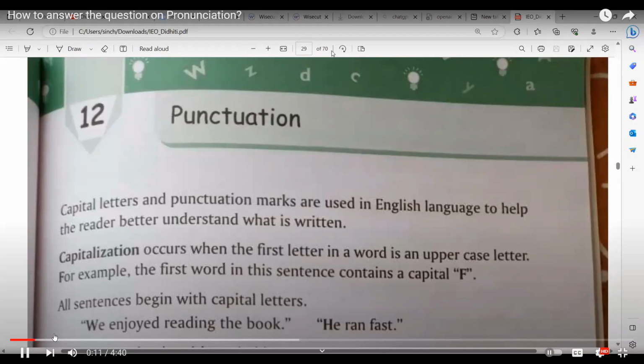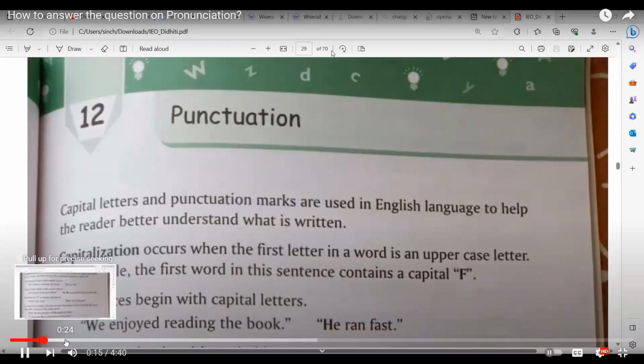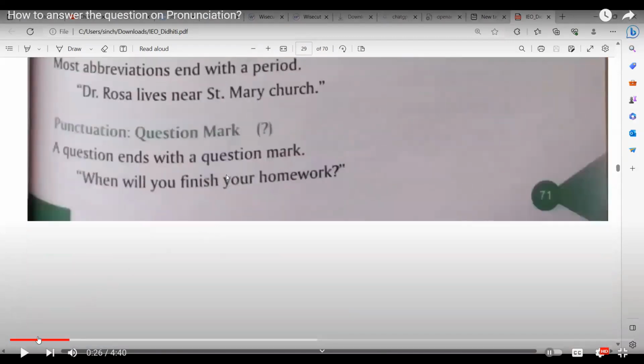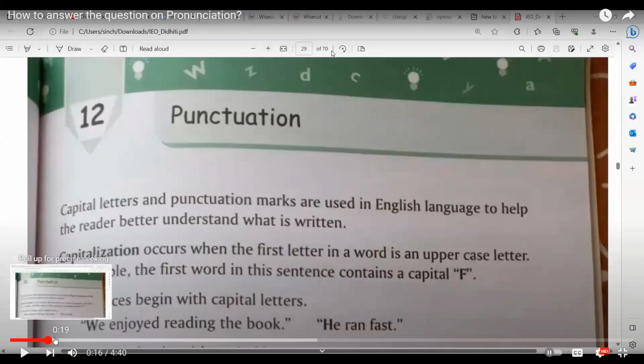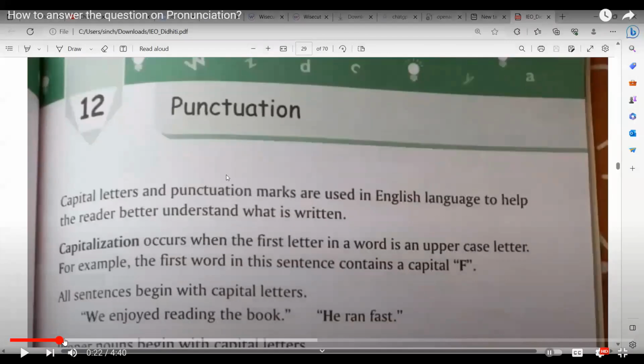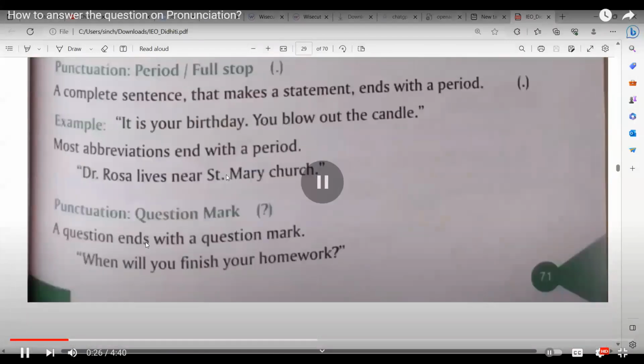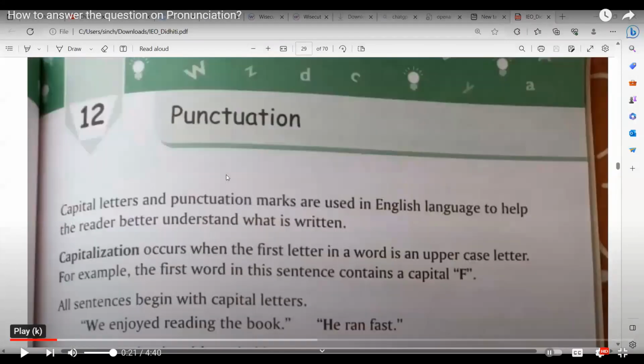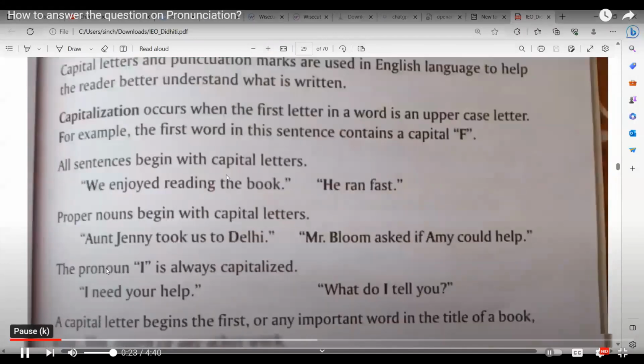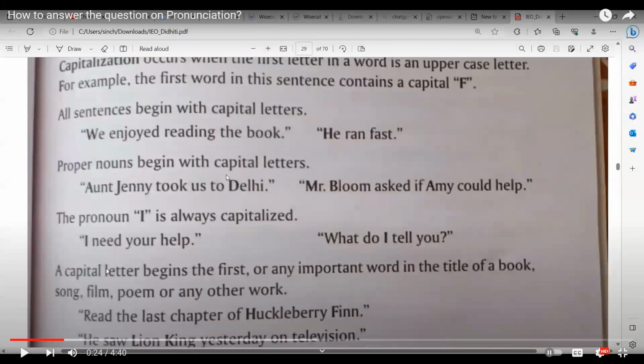Okay. So here is the punctuation. You have to go through this chapter. Okay. Now can you read it? Tuhin, read it, the one about proper nouns. Proper nouns begin with a capital letter. Aunt Jenny took us to Delhi. Mr. Bloom asked if Amy could help.